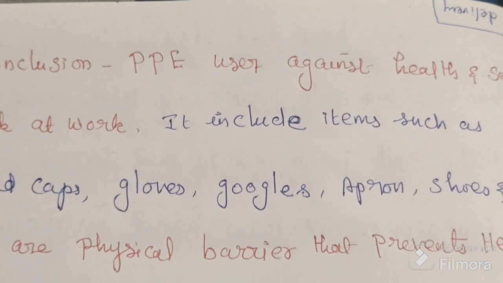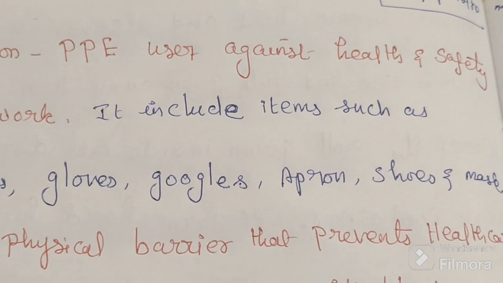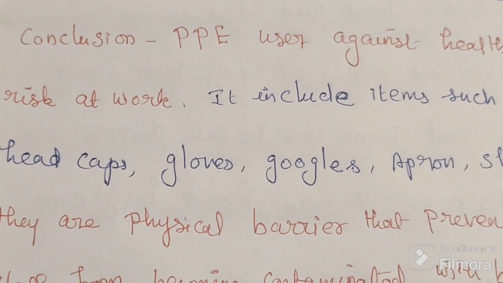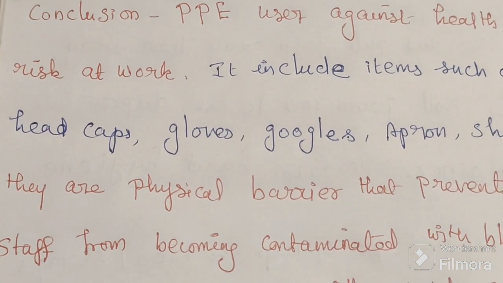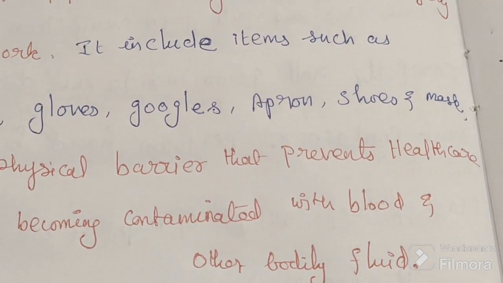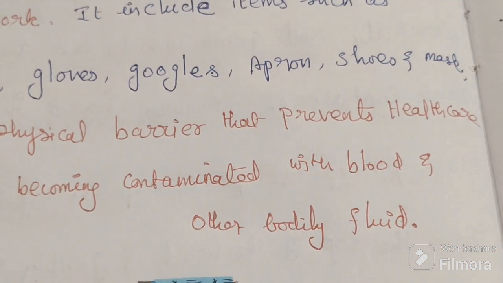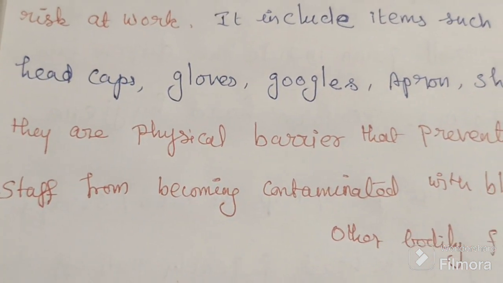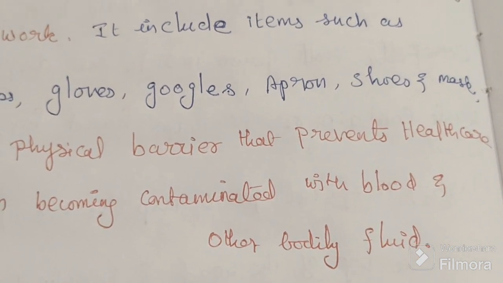In conclusion, personal protective equipment protects against health and safety risks at work. It includes items such as head caps, gloves, goggles, apron, shoes and mask. These are the physical barriers that prevent healthcare staff from being contaminated with blood and other body fluids.